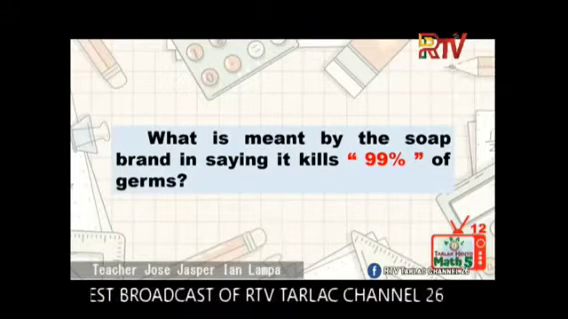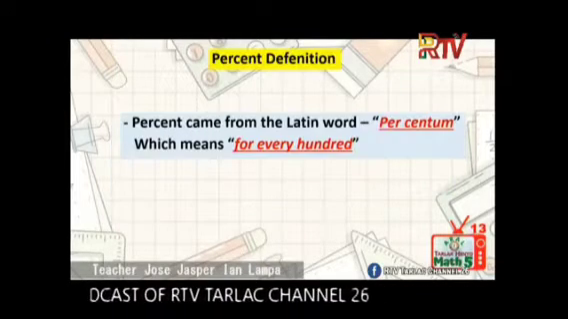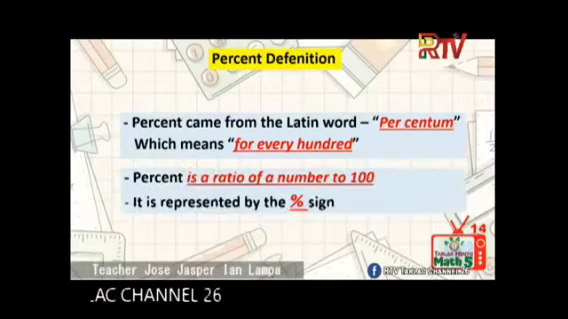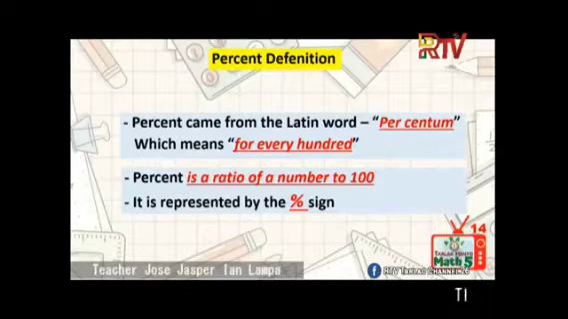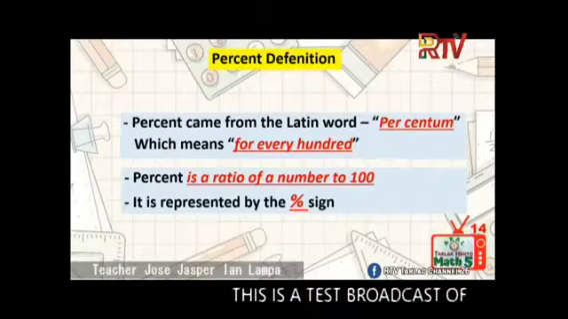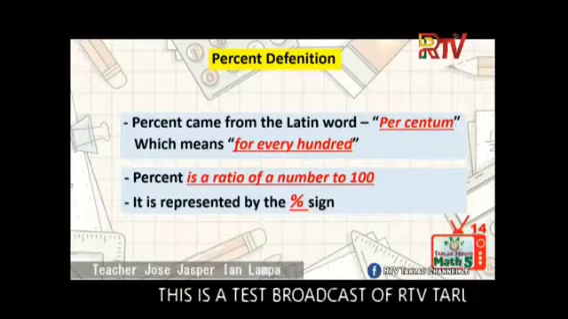Percent came from the Latin word percentum, which means for every 100. Percent is a ratio of a number to 100. It is represented by the percent symbol that looks like a fraction bar with zeros as denominator and numerator.